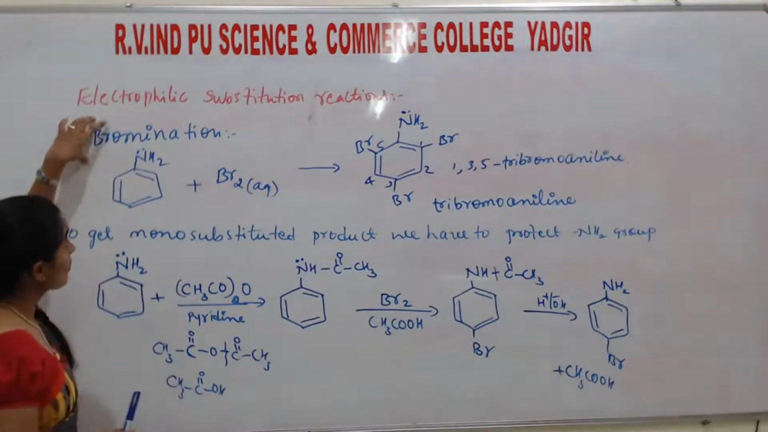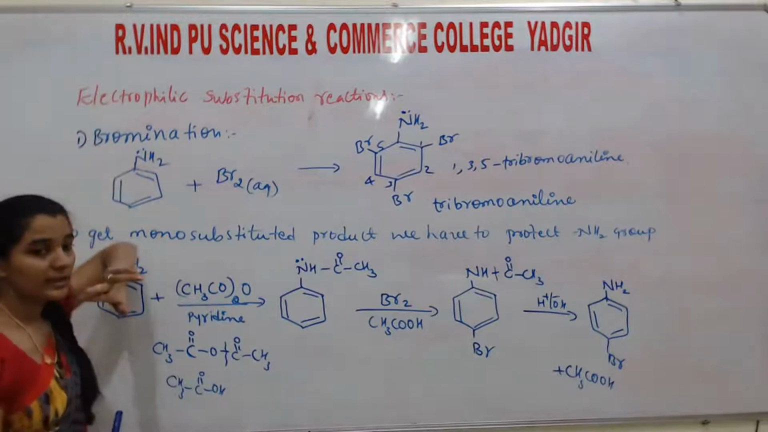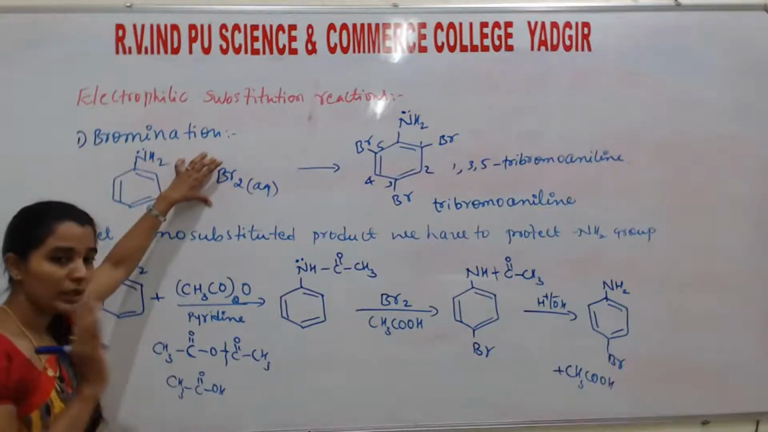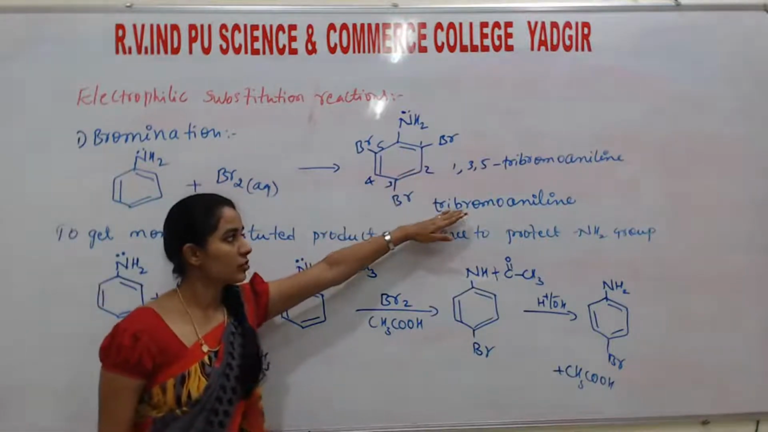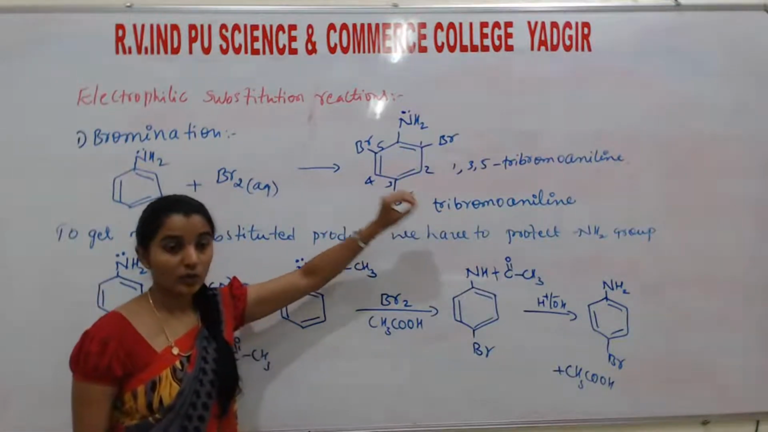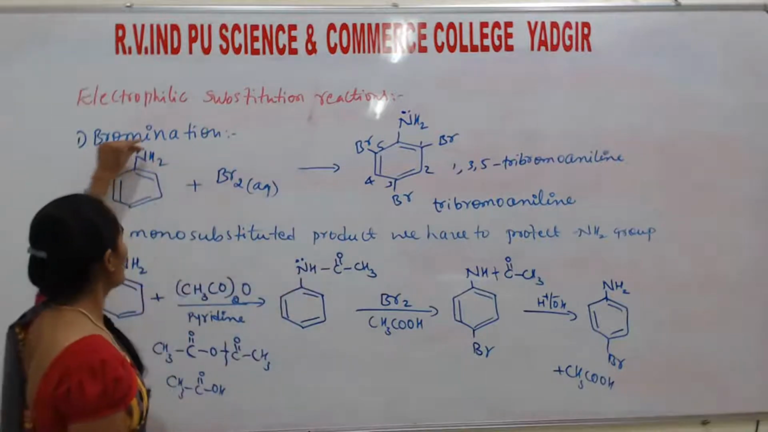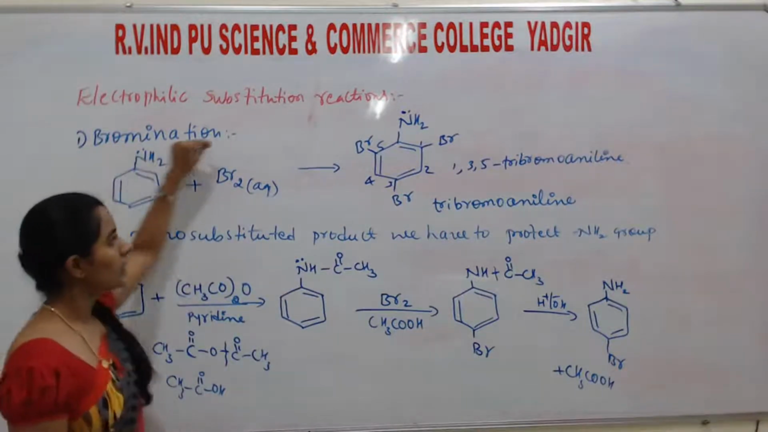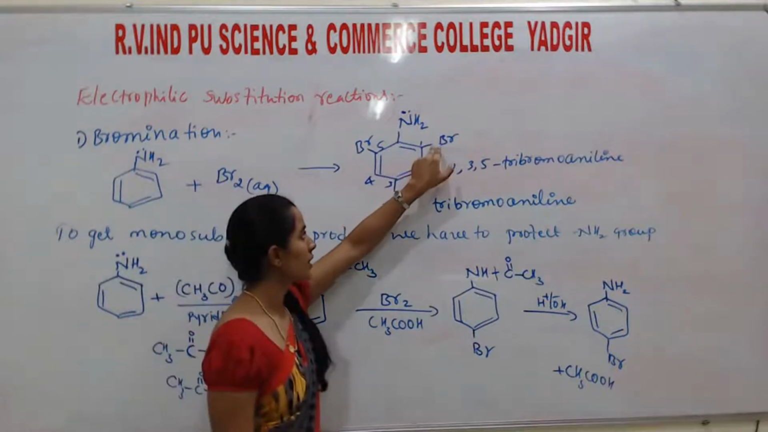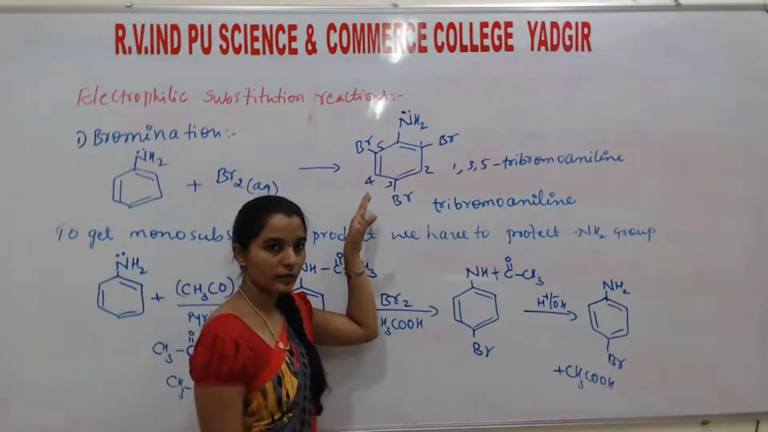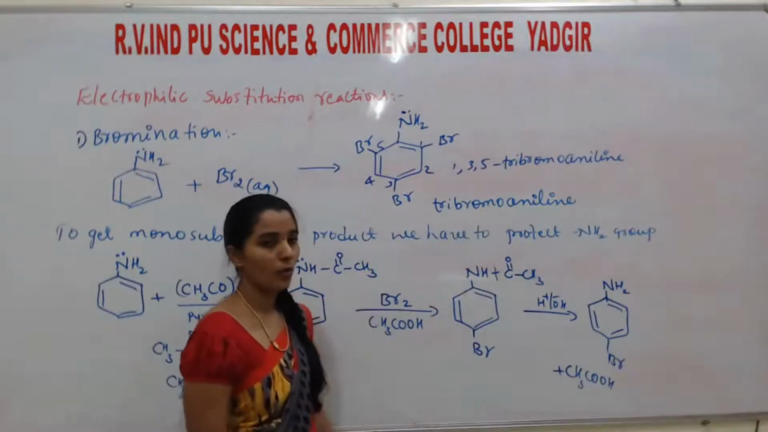When the bromination of aniline takes place in two steps, if we are using only bromine water, then we will get tri-substituted bromoaniline. So what is the reason for that? The lone pair of electrons present on this amine is involved in resonance and forms a negative charge on the ortho and para positions. Okay, that's why it gives tribromoaniline.